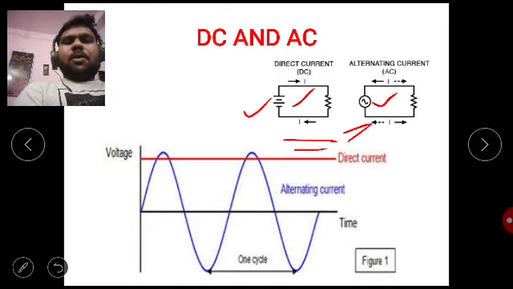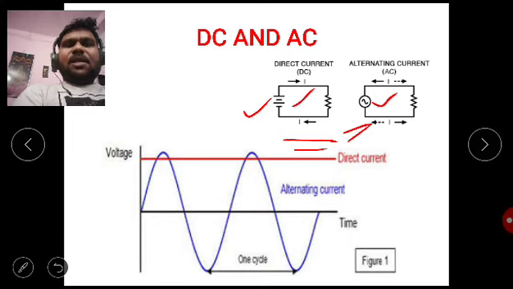Now, how does the AC waveform actually look? The AC waveform is sinusoidal in nature. It is a sine wave or cos wave. So we have cycles. One cycle is the distance between two crests or two troughs. And direct current is a line parallel to the time axis.